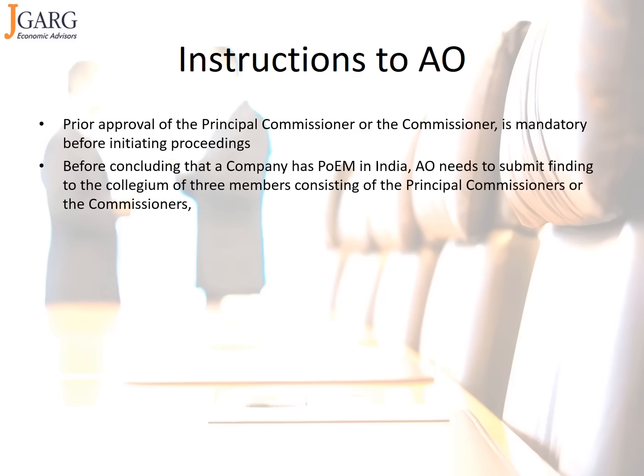Second is, once the AO is done with this analysis, report or findings, the assessing officer needs to submit those findings to the collegium of three members, consisting of the principal commissioner or the commissioner, as the case may be, and then that collegium will give an opportunity to the foreign company to be heard: why should we not conclude that you have PoEM in India. Then this foreign company can represent to the collegium and give the supporting documents.